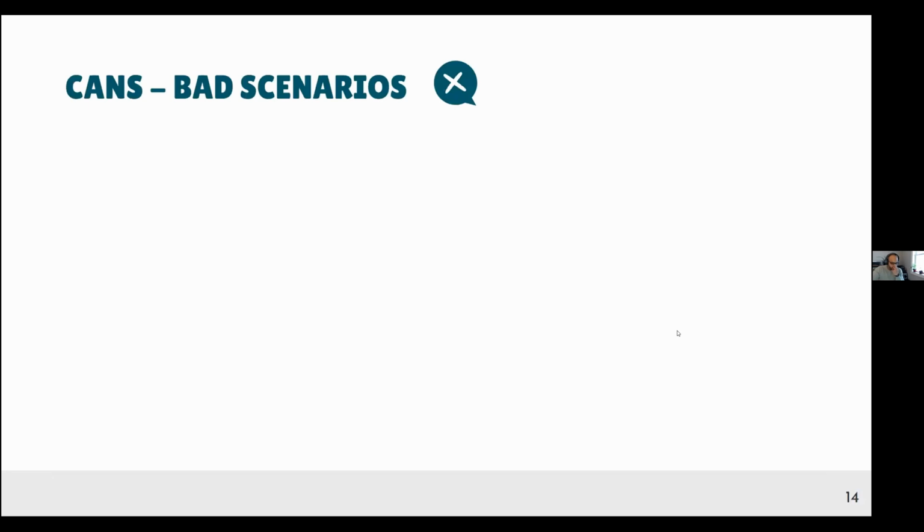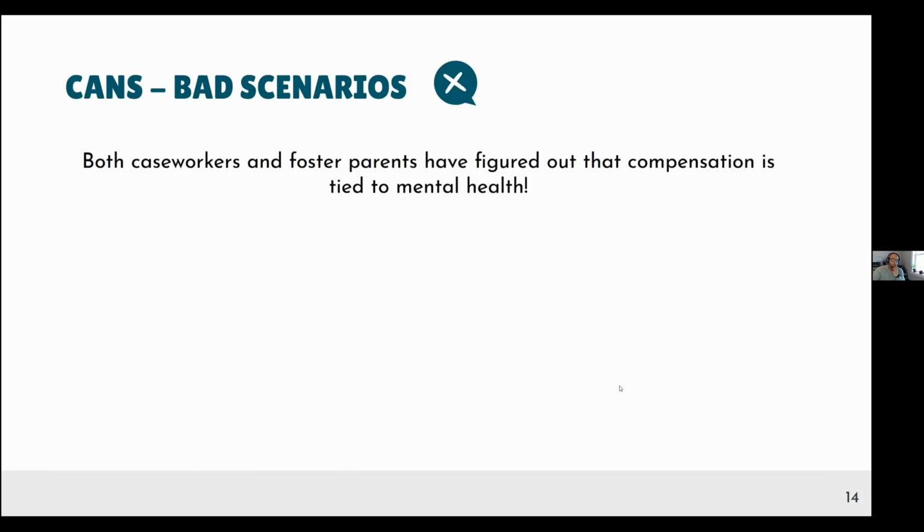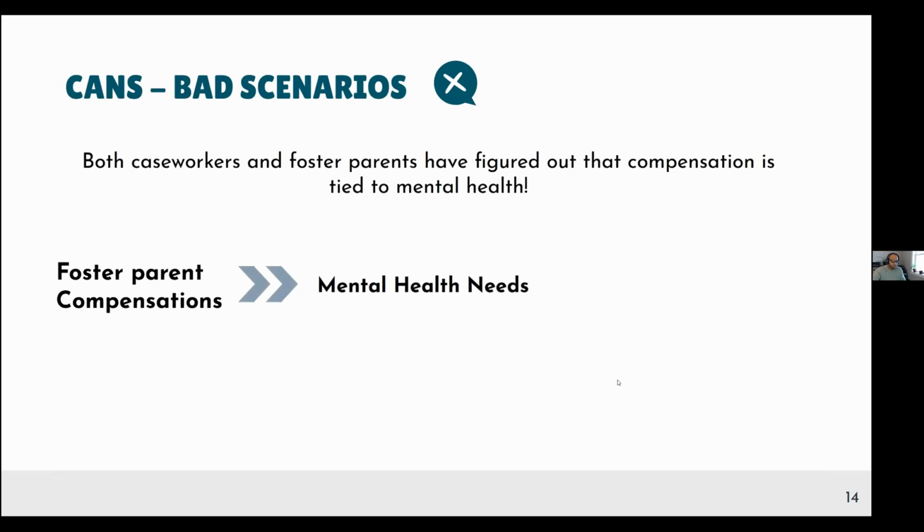Now let's touch upon a bad scenario. Both caseworkers and foster parents have figured out that the compensation is tied to mental health. So now the once removed outcome of interest has become the primary outcome, which is informing how mental health needs are scored. And this further decides which mental health services are offered. So caseworkers will continue to game CANS as new financial needs show up for the kids.